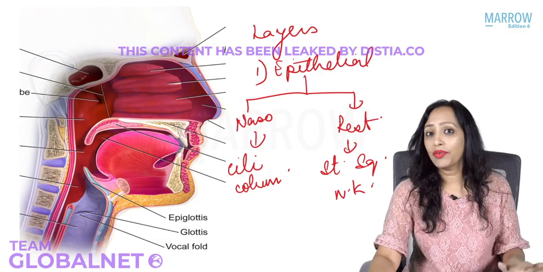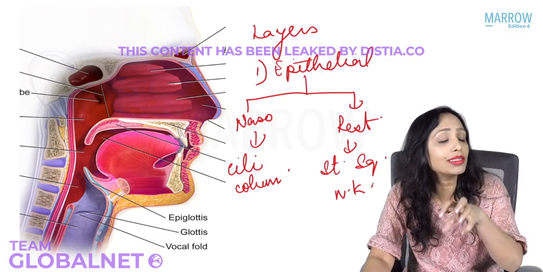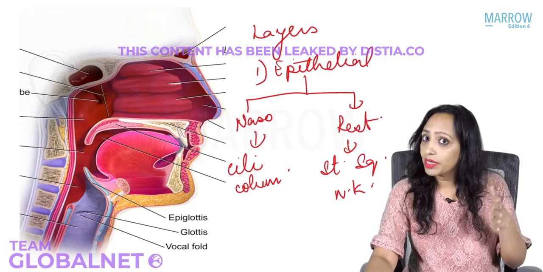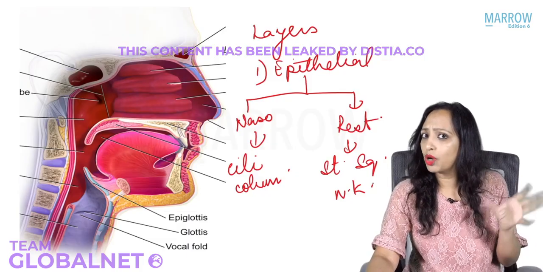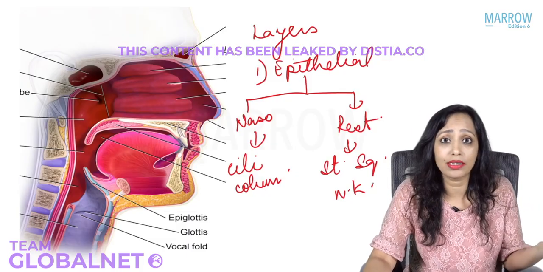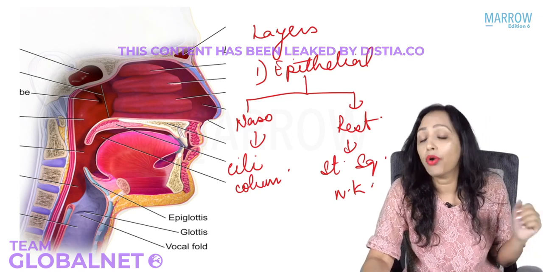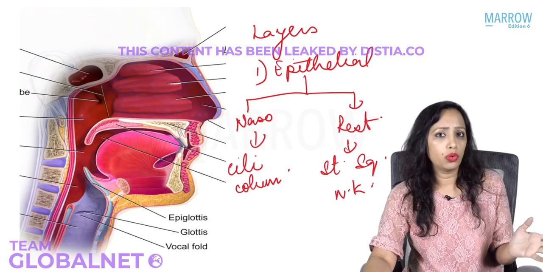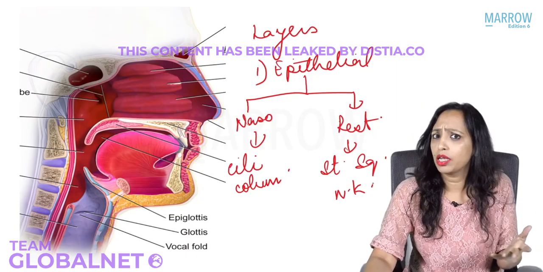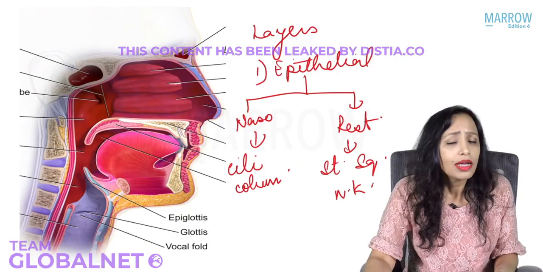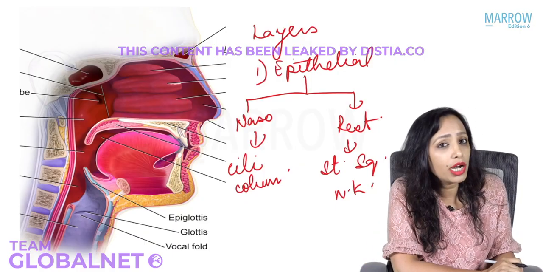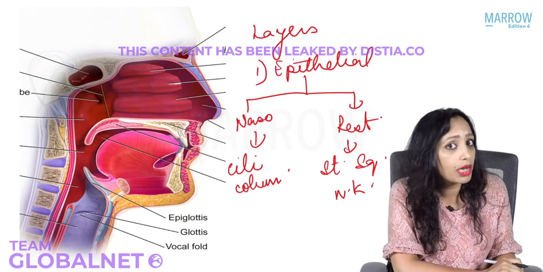Right. Now, what's the significance of knowing this, and how is this asked in your exam? How it is asked is that any structure which is in the nasopharynx is given to you and it is asked which epithelium it is lined by. For example, adenoids. Even if you do not know where adenoids are, I am just telling you that adenoids are present in the nasopharynx. Tell me what will be the lining epithelium of the adenoid. Yes, ciliated columnar. Very good.